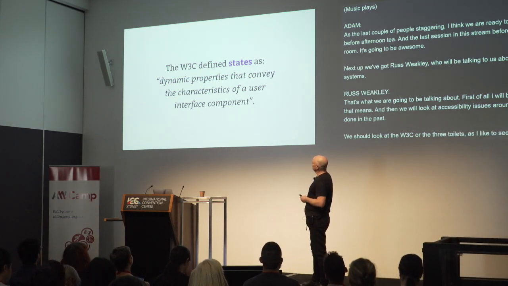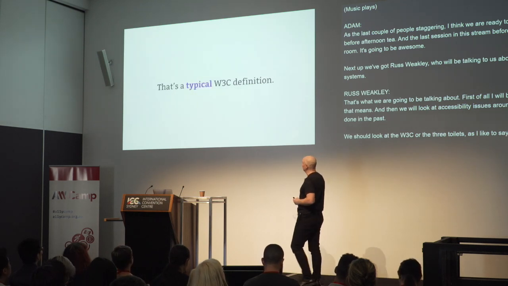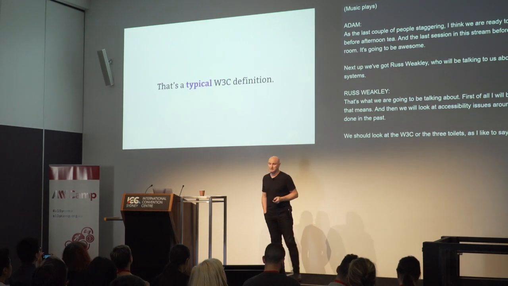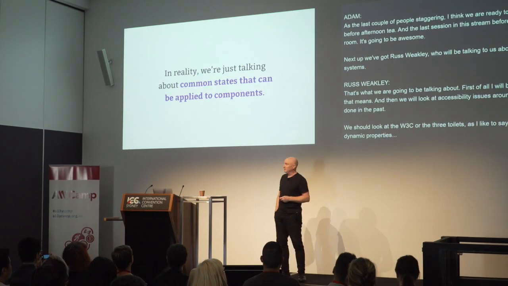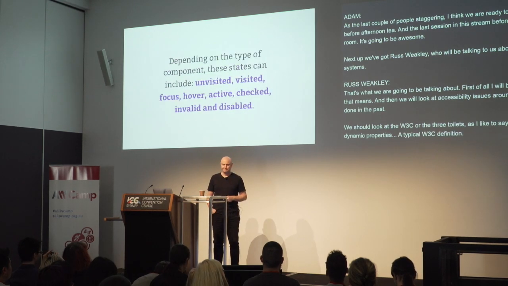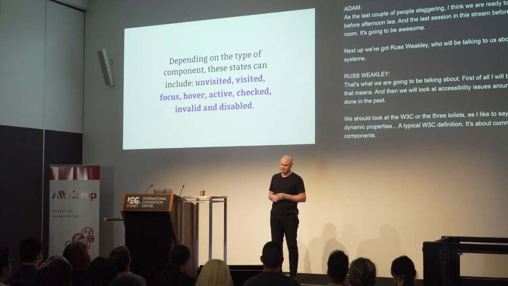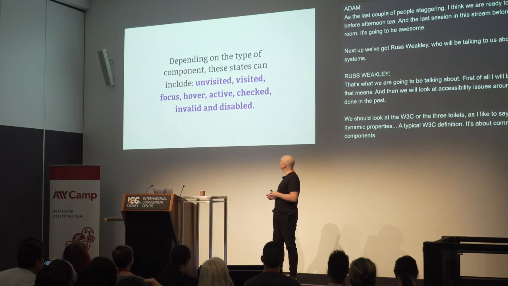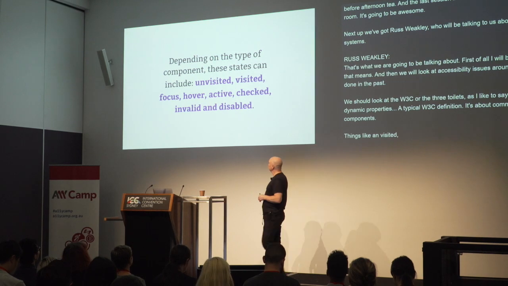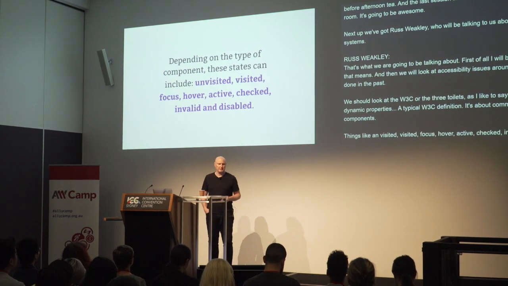So the W3C defines it as dynamic properties that convey the characteristics of a user interface component, which means nothing to anyone. That's a typical W3C definition. So what does it really mean? Well, it really is just about common states that can be applied to components. And they're things like unvisited, visited, focused, hover, active, checked, invalid, disabled. They're the most common ones. Make sense? Yeah, that's all we're talking about.